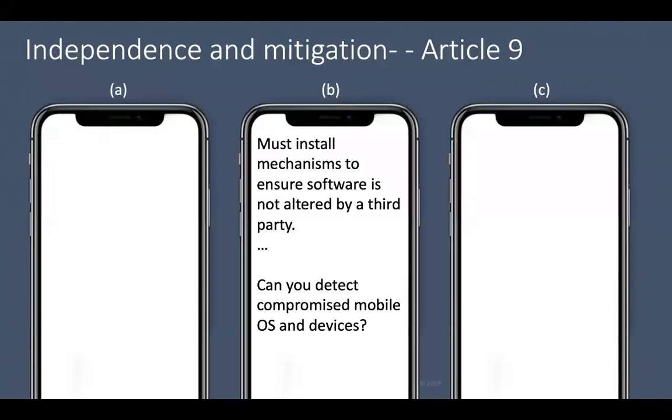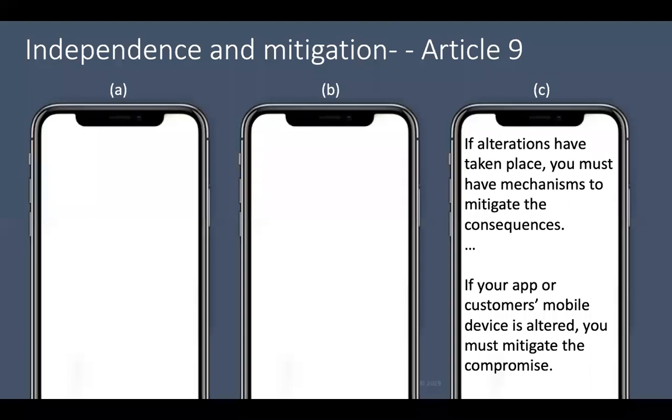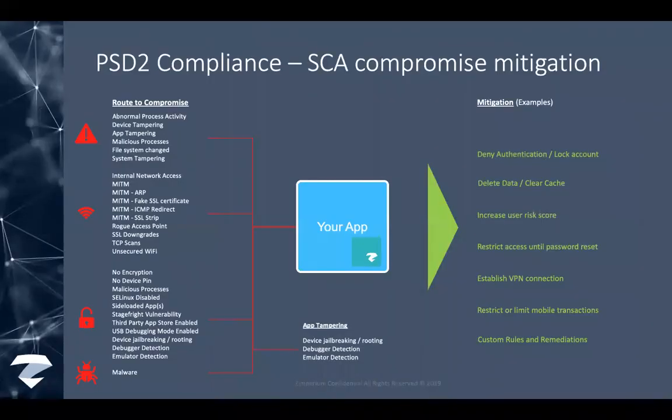And so what this really means in paragraph B is, can you detect a compromised mobile device or operating system, right? Can you detect it? And if you can, as we talked about earlier, you must mitigate that, right? So you have to know about that. So pretty scary stuff. And then, if alterations take place, you must have mechanisms to mitigate the consequences. So, if your app or your customer's mobile device is altered by a third party, as the law states, you must mitigate that compromise. So in order to mitigate it, you have to be looking for something like that. So it's a pretty easy fix. It takes 10 minutes or so.